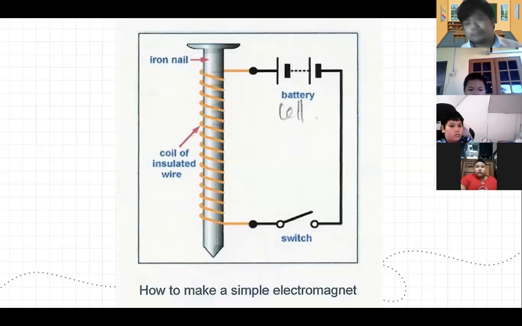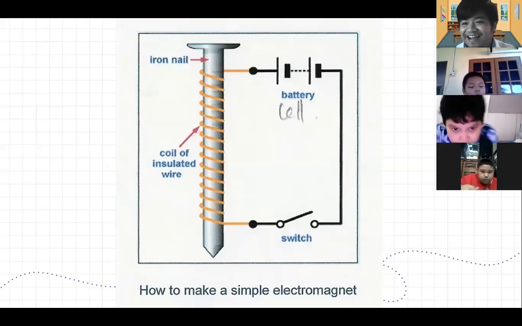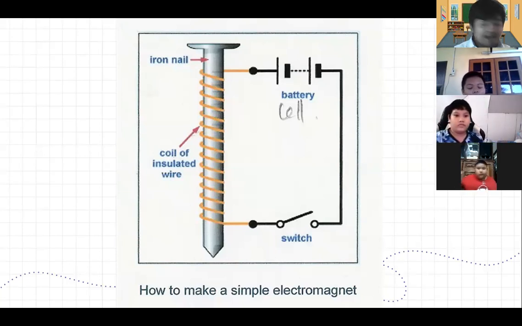Okay. So remember, you cannot do this at home, okay? Don't try to do it. All right. I've only shown you the video, but don't do it at home. It's very dangerous, okay? So here's how it works.